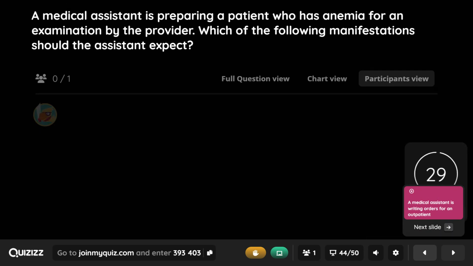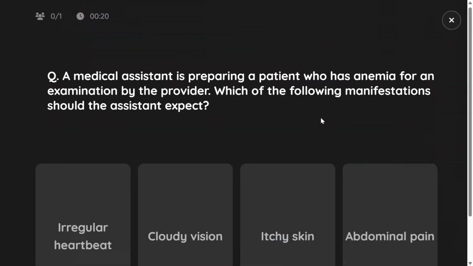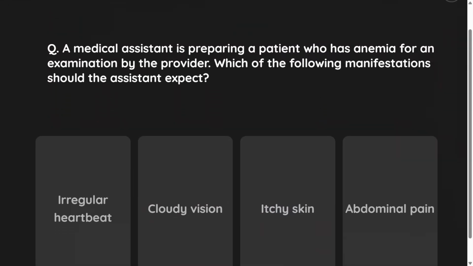A medical assistant is preparing a patient who has anemia for an examination by the provider. Which of the following manifestations should the assistant expect? Irregular heartbeat, cloudy vision, itchy skin, or abdominal pain? Again, you're preparing a patient who has anemia for their examination. Would you expect them to have an irregular heartbeat, cloudy vision, itchy skin, or abdominal pain?